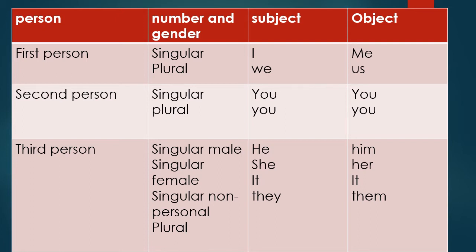In plural case also, you is the subject and you is the object. Okay, and in the third person we say singular male is there, then we use he, and object him. Okay, then comes singular female, she, we write her. Singular non-personal, if we say the thing is there, then we use it for non-personal, number and gender, and it is for the subject as well as for the object. Then comes plural. If the person is plural, then we write they, and the object is them.